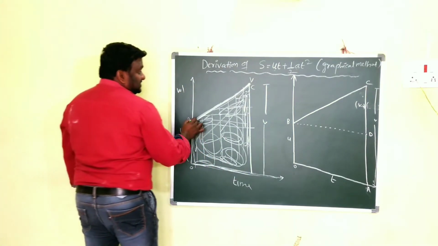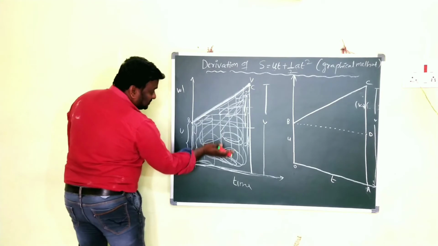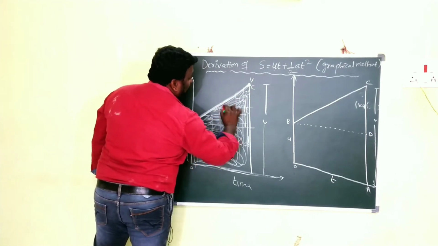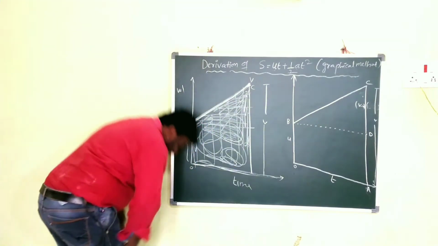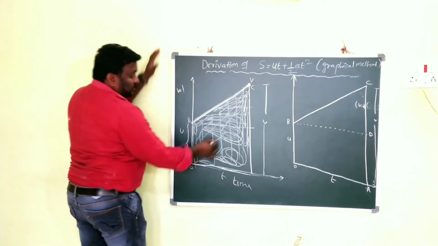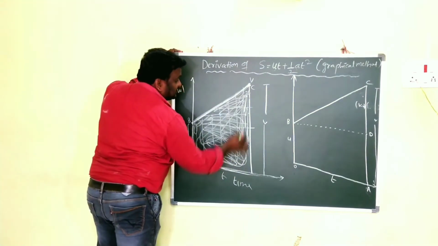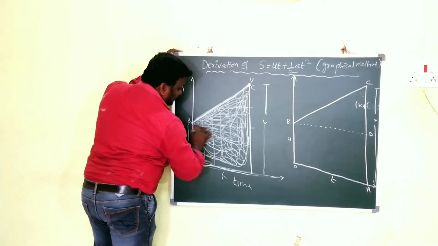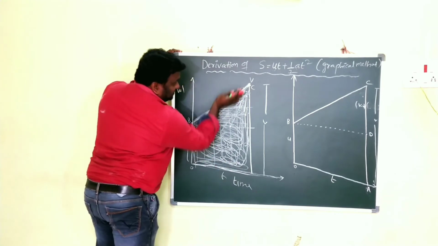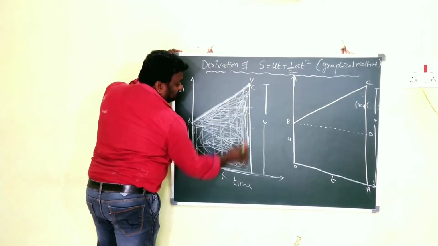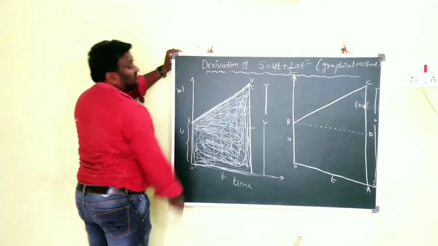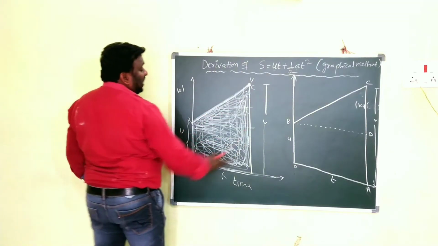Children, this is BC. Below BC we have some area. That area is nothing but the displacement covered by the body in a particular time t. So now we have to find this distance. This is the total displacement. The area I am showing here with the white dotted lines is the displacement covered. We have to find out this displacement.